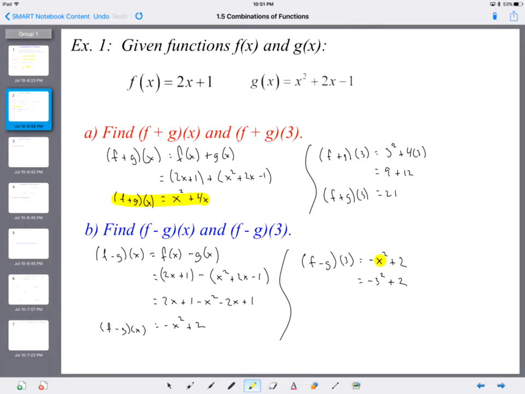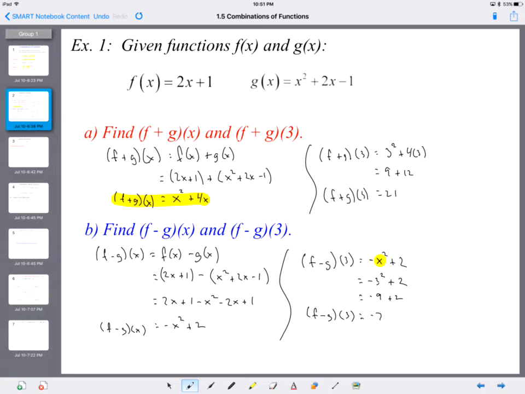So if you plugged in a number, is the x being squared or is the negative x being squared? And since it's not in parentheses, it's just negative x squared, the x is the only thing being squared, the negative comes second. So it's negative 9 plus 2, which is equal to negative 7. So f minus g of 3 is equal to negative 7. So be careful with those quadratics and squaring, especially dealing with negatives.